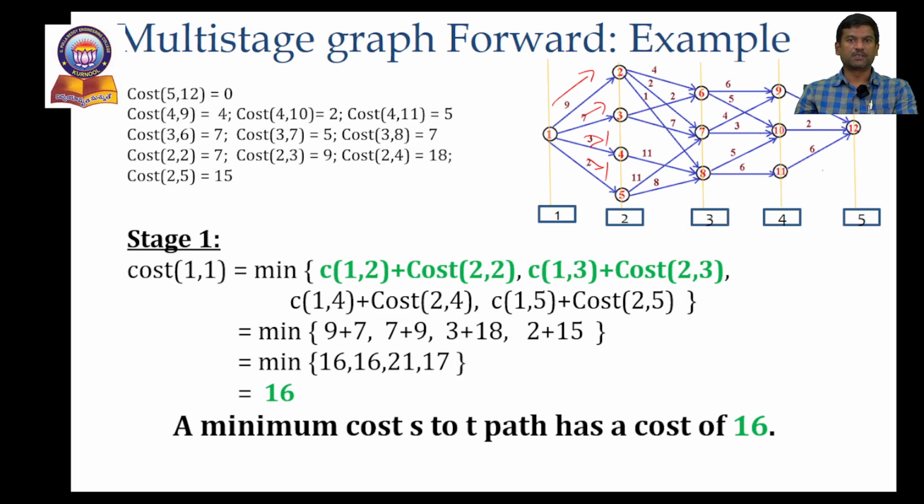So this is not the complete one, because as I mentioned, there are two parts, that is cost and as well as the path. So cost has been identified, with the minimum cost equal to 16. And the next part is you need to identify the path. So what is the path which leads to the minimum cost equal to 16?